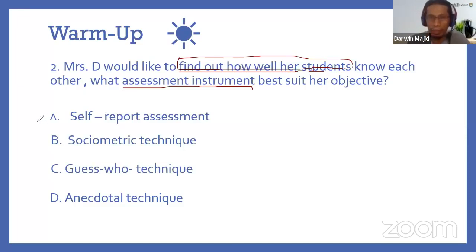Self-report. Okay. Tama po ba? Bakit natin tatanggalin sa self-report? To know each other. Very good. Nice. Then, the next one to be removed. Ano naman po yung next one natin i-remove? Anecdotal. Because when we say anecdotal, it is somehow related to personal. Okay? So, etong dalawa, halos parehas po sila. So, we leave about sociometric technique and guess who technique.